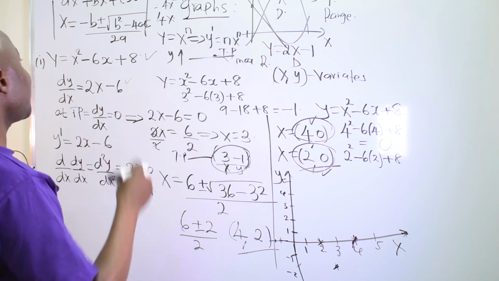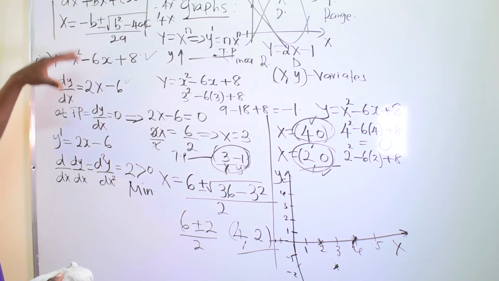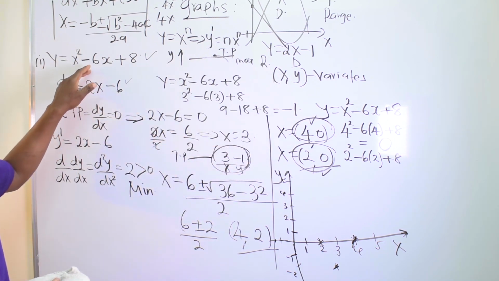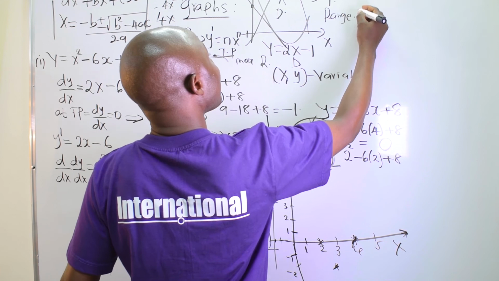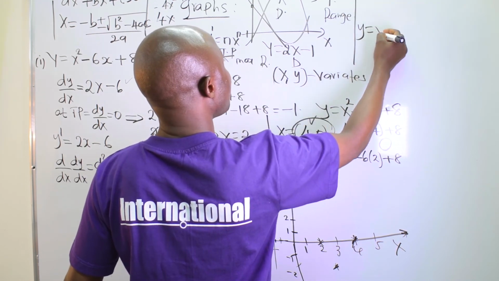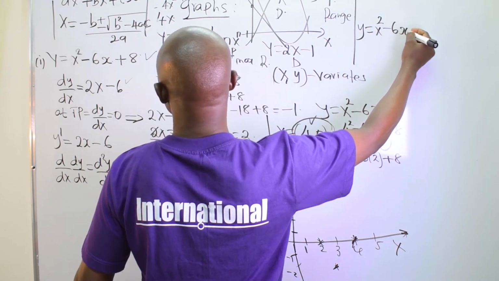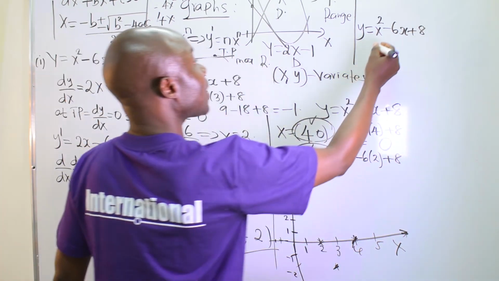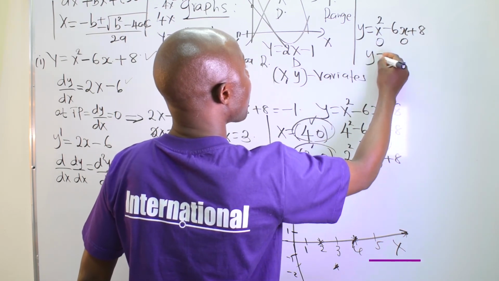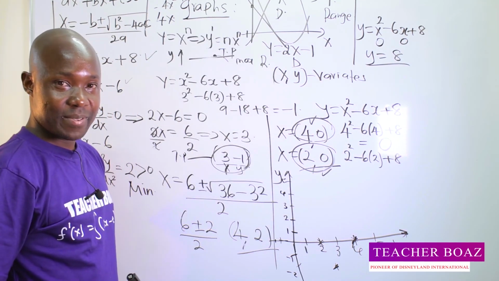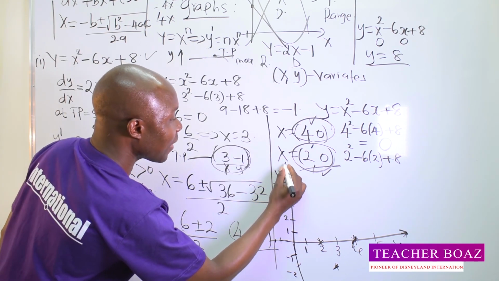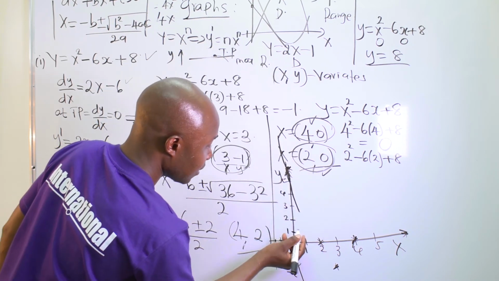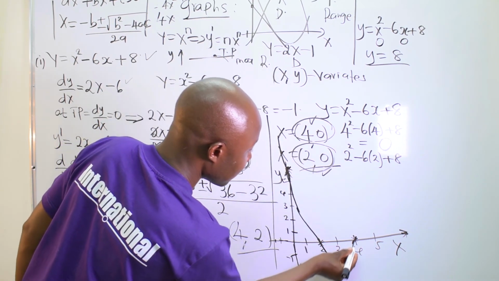Then we were to ask, where does it cut the y-axis? When it cuts the y-axis, the value of x is 0. Now, our graph clearly says y is equal to x squared minus 6x plus 8, and when it cuts y, the value of x is 0. So replace x by 0, so my y becomes 8. So when it is cutting y, it is somewhere there at 8. Then how do we draw? This is now the sketch. This is how we sketch our graph.